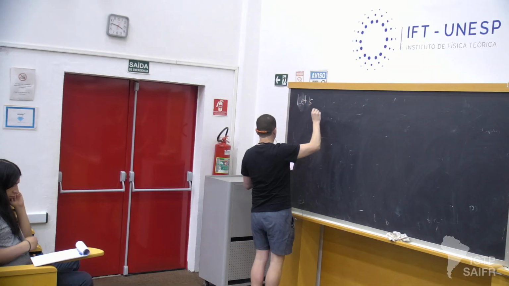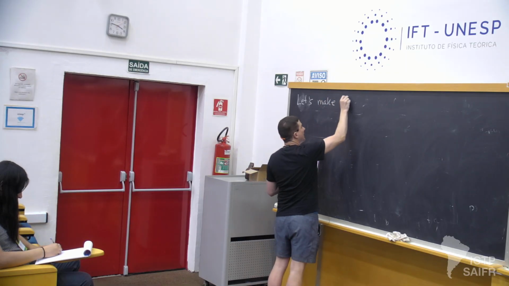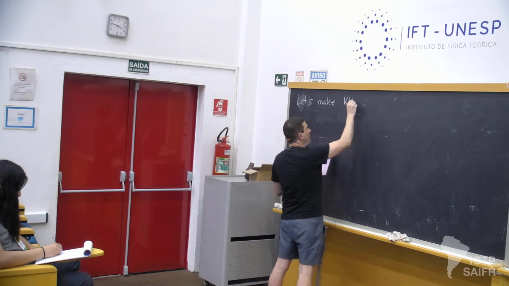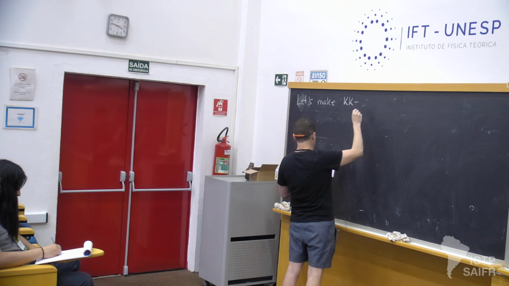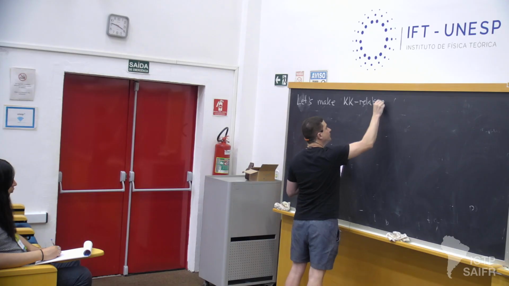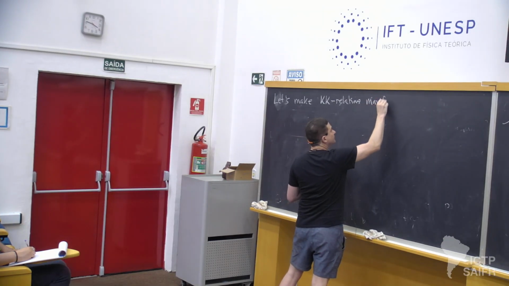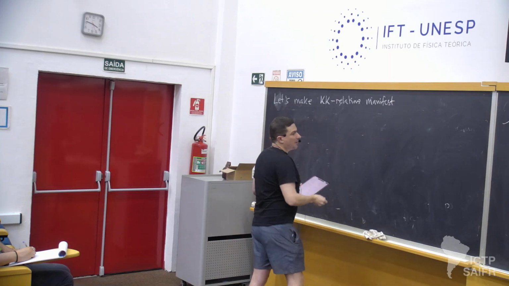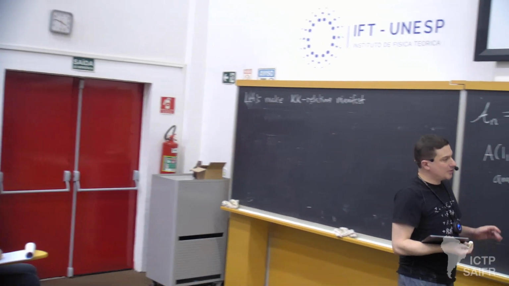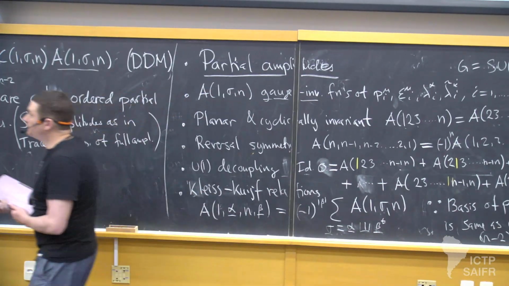Let's make this KK, so sometimes people call it KK, not to be confused with Klein, which is also called KK. Let's try to make them manifest. And by manifest, I mean we're going to write our partial amplitude in such a way that they are no longer needed.